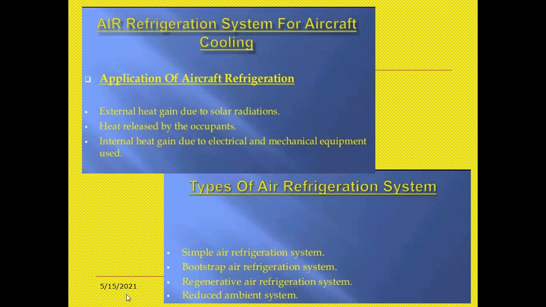All these give additional heat internally. So externally we are having the solar radiations, internally we are having the electrical and mechanical components along with the occupants. Next, types of air refrigeration system. What are the various types of air refrigeration system? The first one is the simple air refrigeration system, bootstrap air refrigeration system, regenerative air refrigeration system, and reduced ambient system. So these are the main types of air refrigeration system. We will see these types in detail. Okay.